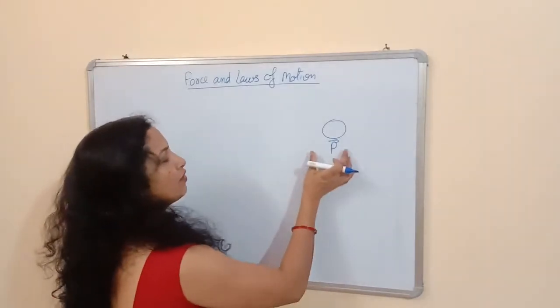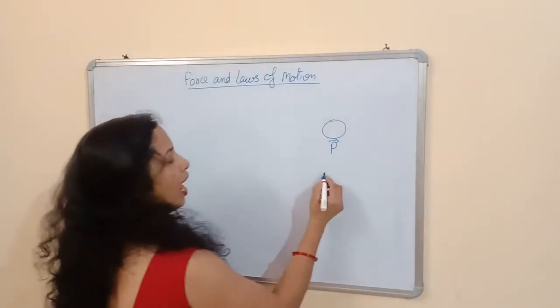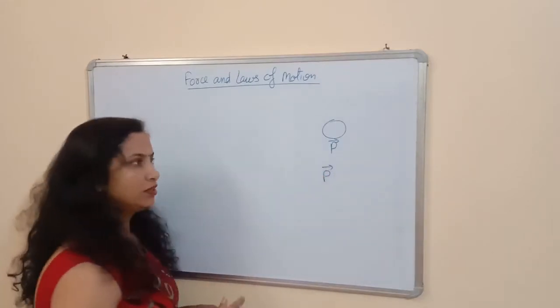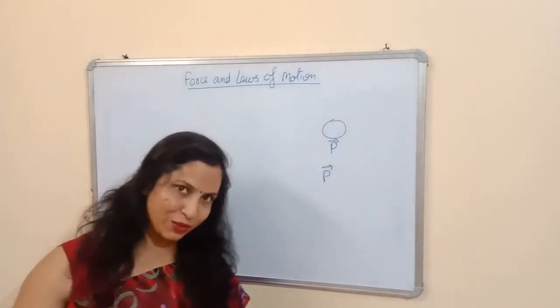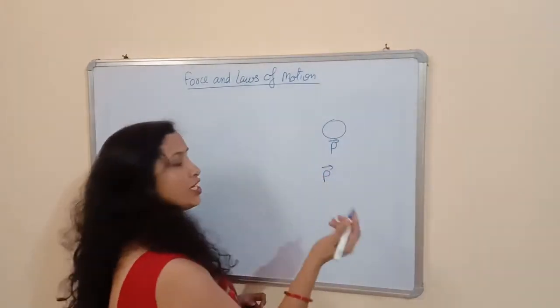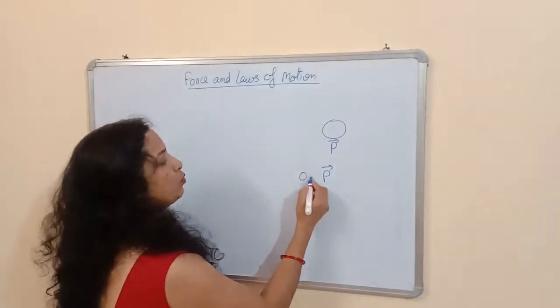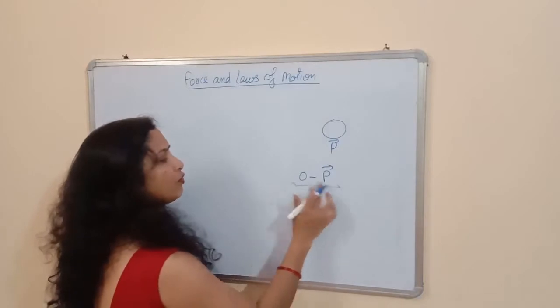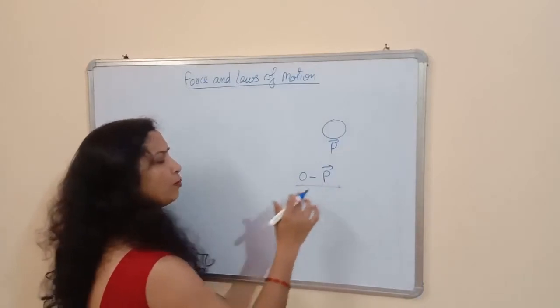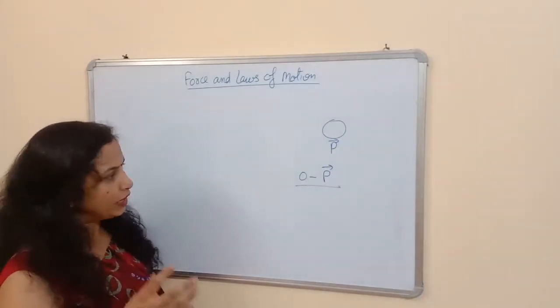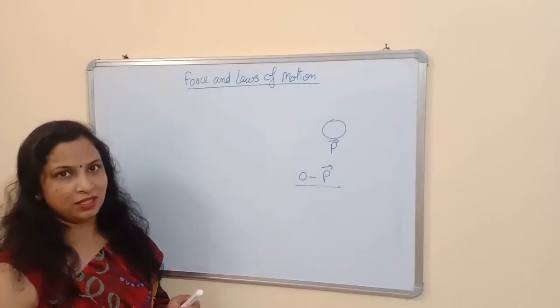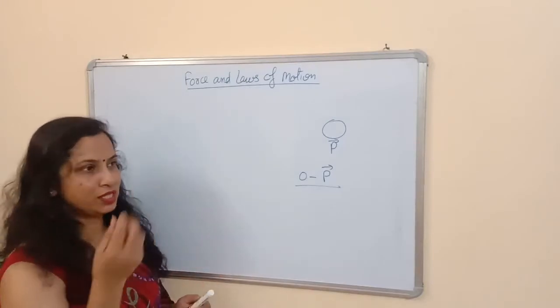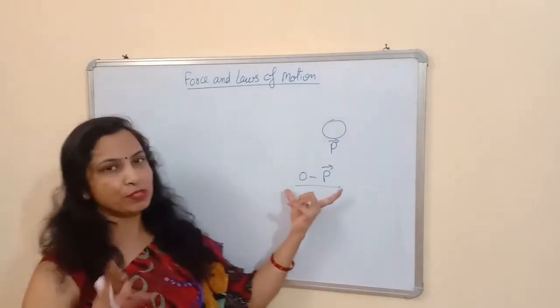Suppose this ball has the momentum P. And finally when you catch the ball, this ball has momentum 0. So the change in momentum is 0 minus P. So this is the change in momentum. And we know that for a particular ball and for a particular catch, this change in momentum is constant. You can't change the mass of the ball, you can't change the velocity of the ball. So this momentum is constant.